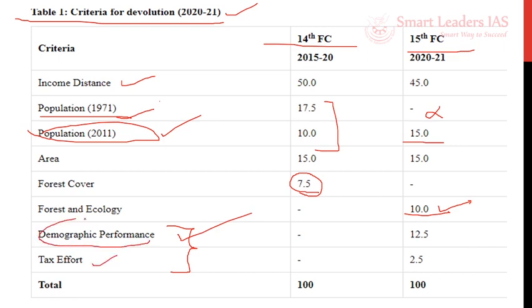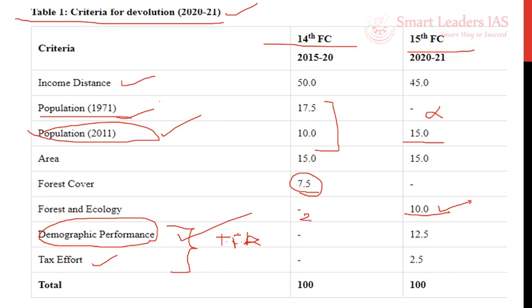So what is demographic performance? Demographic performance now, how well are your population indicators? Many of the states are saying that you are punishing us. No, it is actually not. Even though there is a disadvantage of using population 2011, I am going to give you certain other advantages. One advantage is demographic performance. For example, total fertility rate. If the population has dropped, it obviously means that the fertility rates have come down. So 12% on demographic performance.